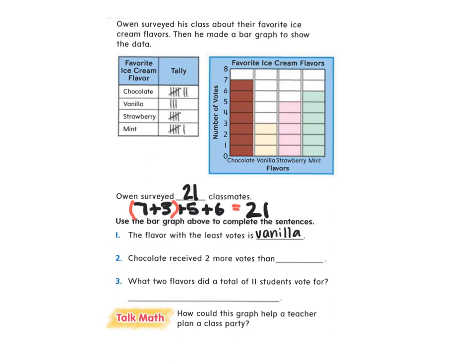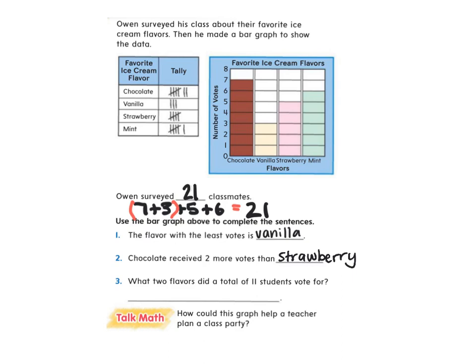Chocolate received 2 more votes than which one? Who did chocolate receive 2 more votes than? Let's look. So I see that chocolate has how many? 7. So whatever one has 2 less is going to have 2 less bars that are shaded. Oh, like this one right here. Here's 2 bars that are unshaded that would make it even with chocolate, and that is strawberry. So strawberry has 2 less shaded bars than chocolate does. So strawberry is my answer there. Strawberry.